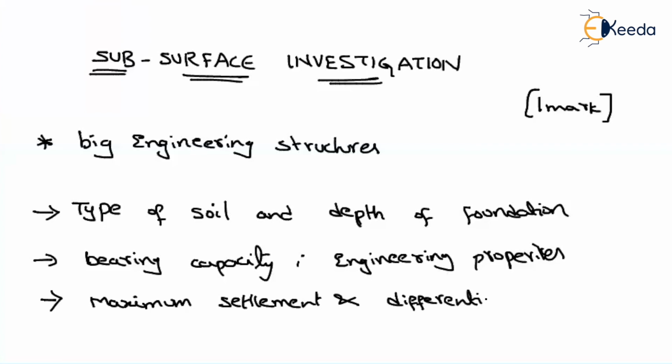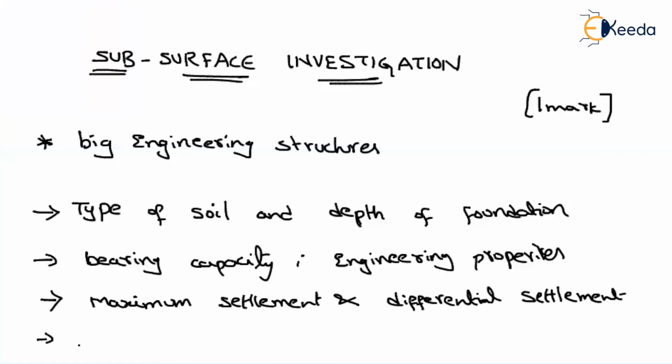Suppose if the properties of the soil are not uniform, then what will happen? Differential settlement will not be the same. So in that case, if differential settlement is too large, then your entire structure may tilt. It may cause cracks and sometimes may fail also.